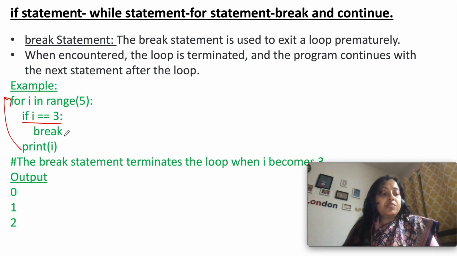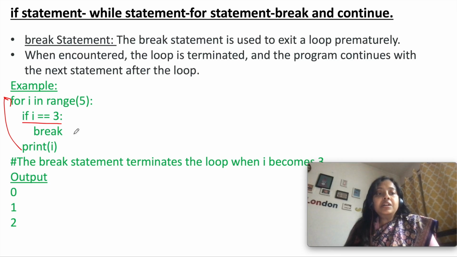Here please note one thing. The loop which we are talking about is the immediate outer loop, which is the for loop here. So it comes out of the for loop. So it is a premature termination of the for loop.